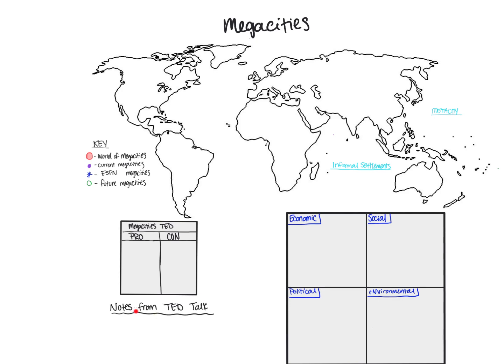You were supposed to make some notes about some things that were interesting to you. You were also supposed to have a pro-con chart of living in a world of megacities. So the guy was talking about what it would be like to live in just a world of cities instead of countries that we're used to. So make your pro-con chart, make sure you have your notes taken down.